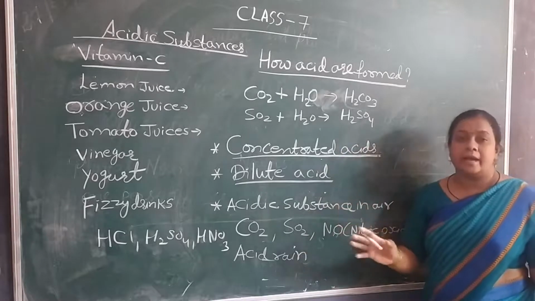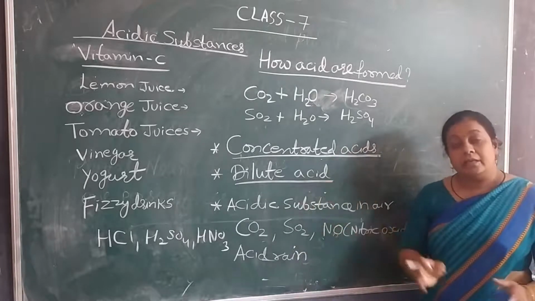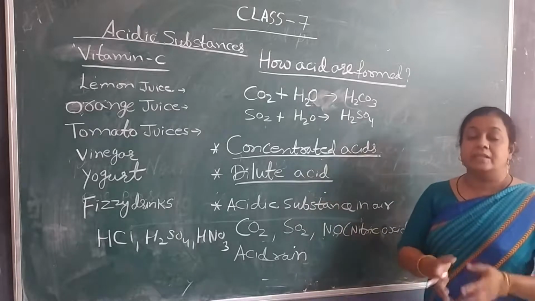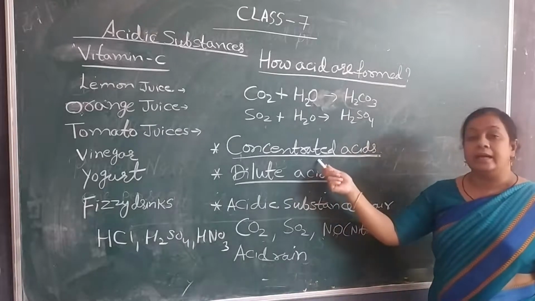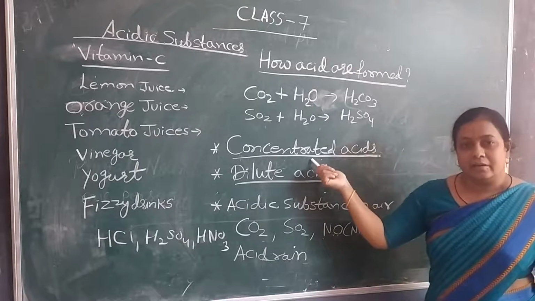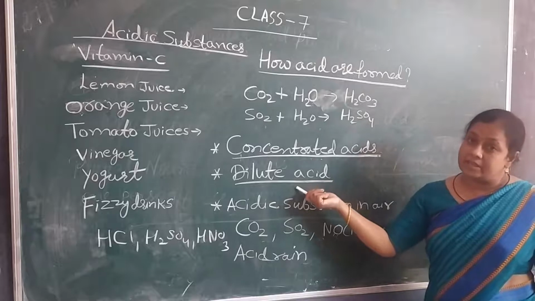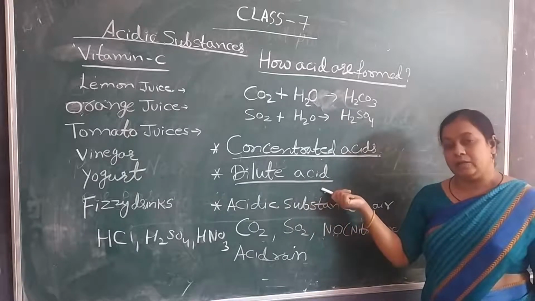Now, concentrated acids and dilute acids. What is meant by concentrated and dilute acids? If the solution has a large amount of acid, it is called a concentrated acid. If the amount of acid is less, it is called a dilute acid.